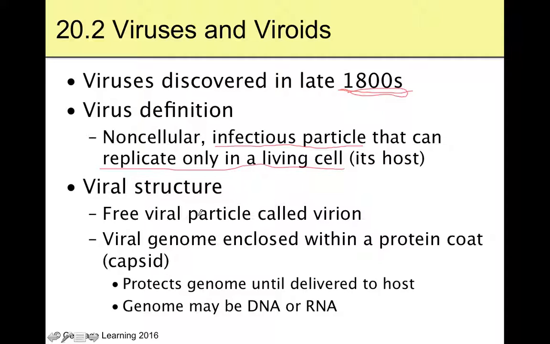And so our viral structure, if you're a free-floating viral particle that can infect whatever you're going to infect, we call that a virion. And the viral genome is what's in a virion. The viral genome, it could just be a couple of genes, could be a few more, are enclosed within a protein coat. There's protein around genes, and we call that protein coat the capsid.